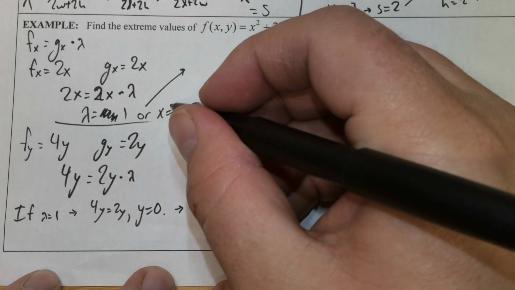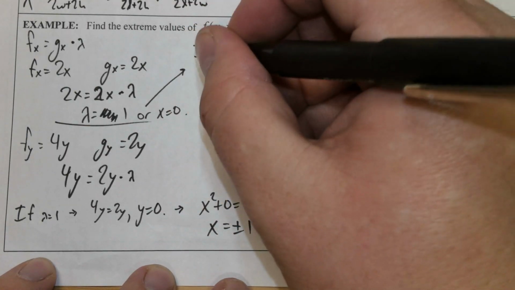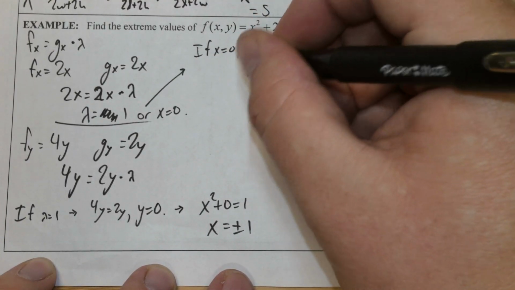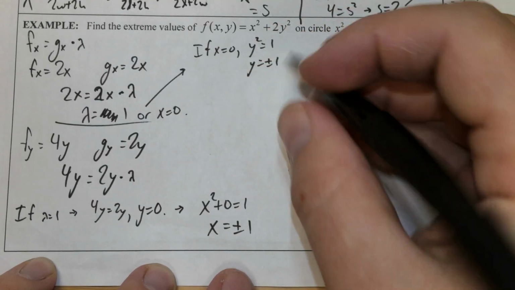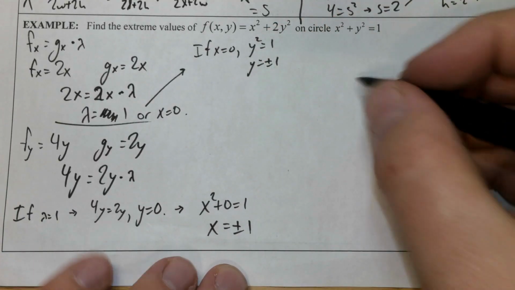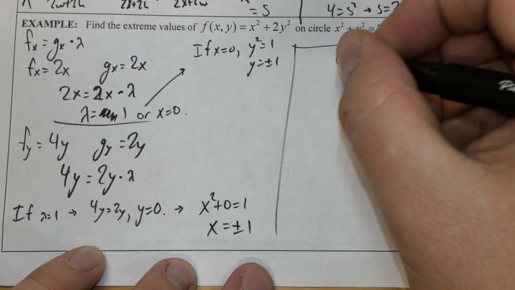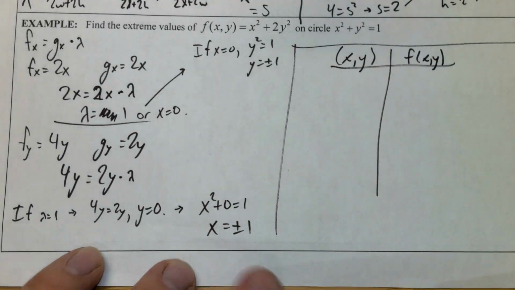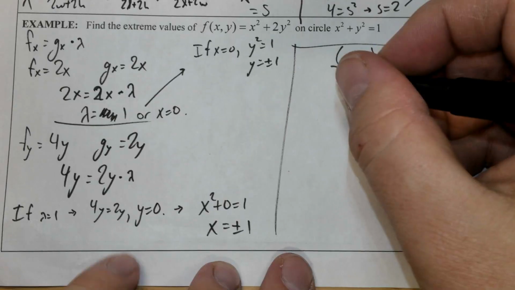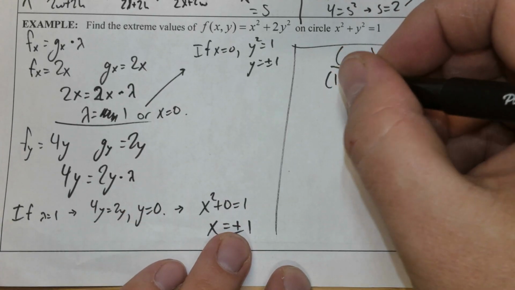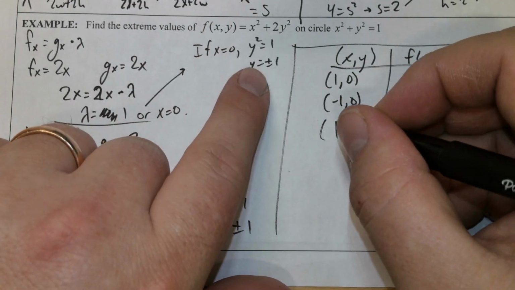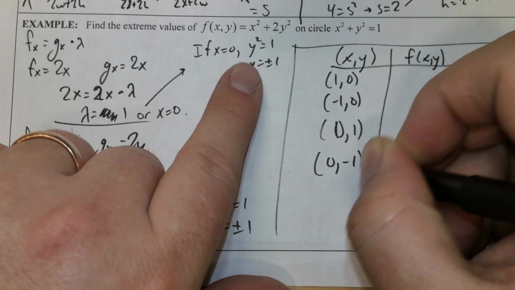So now let's take this x equals 0 case over here, where if x equals 0, then I know that y squared equals 1. That means y equals plus or minus 1. And so now I have all these coordinates coming out, and I build a nice little candidates table out of this thing. I have my coordinates from down here, my 1, 0 and my negative 1, 0. I have my coordinates from up here, 0, 1 and 0, negative 1.